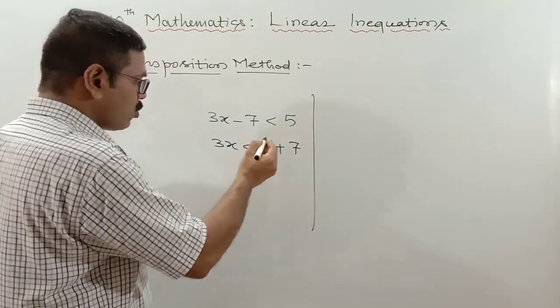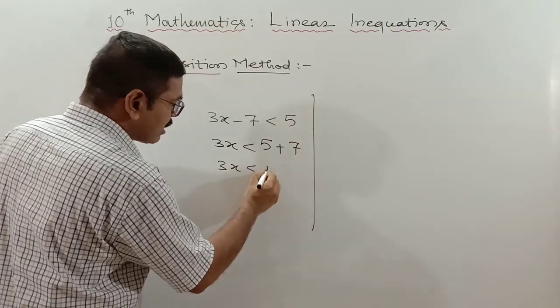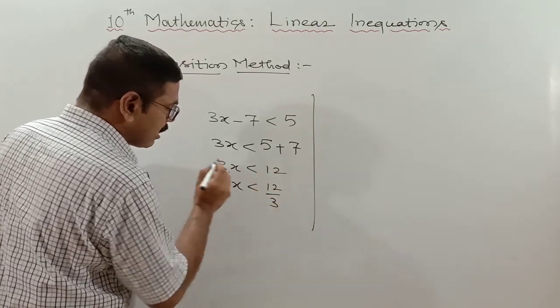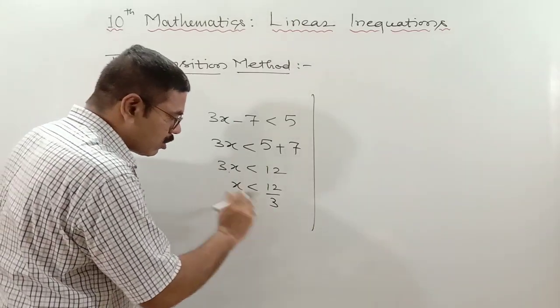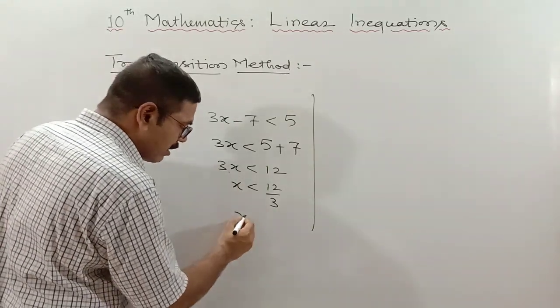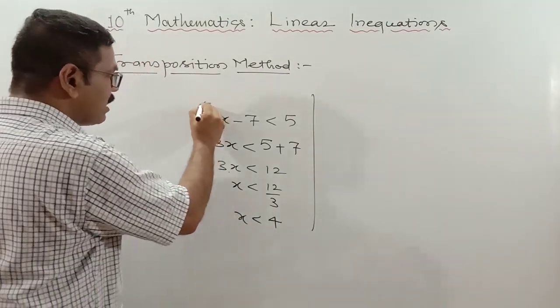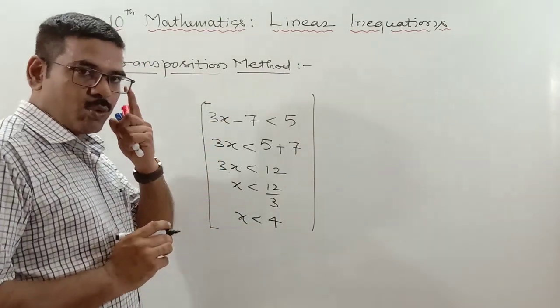Is it clear? So 3x is less than 12. x is less than 12 upon 3. The 3 was there in multiplication, so it will go there in division. Now we will divide. x is less than 4. Now what is your solution? It depends upon the question.